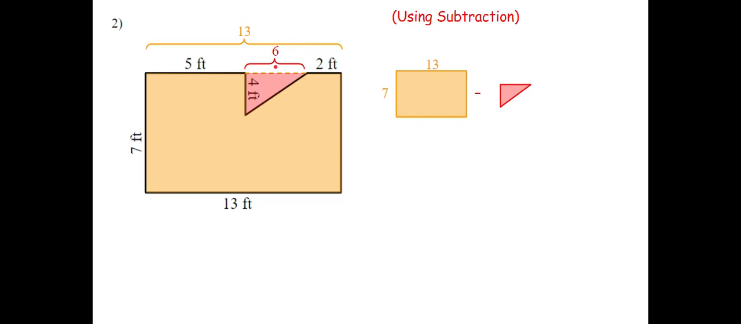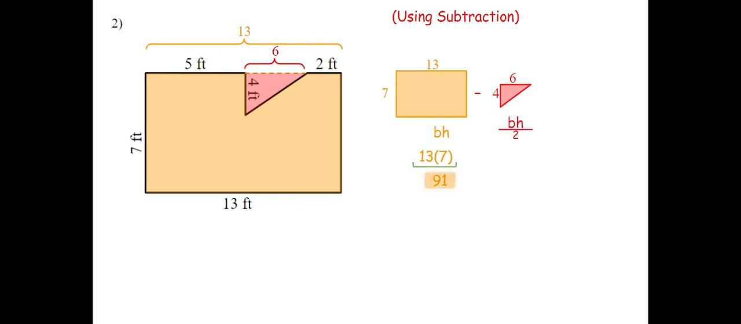Okay, so we've established that the height is 6 and the base is 4. Always, always, always write your formulas. Okay, beneath my rectangle, the formula for a rectangle is base times height. So 13 times 7. Type that into your calculator, you get 91.